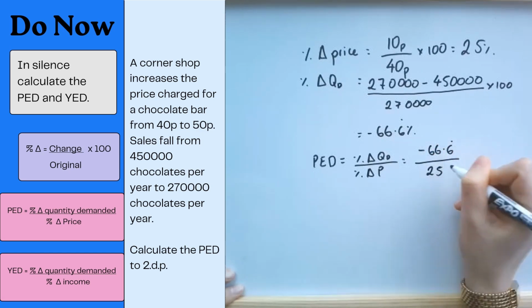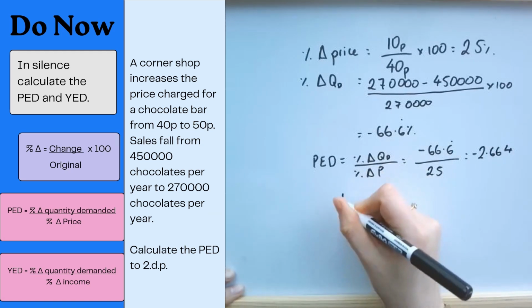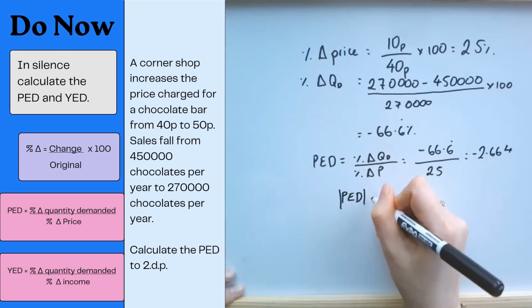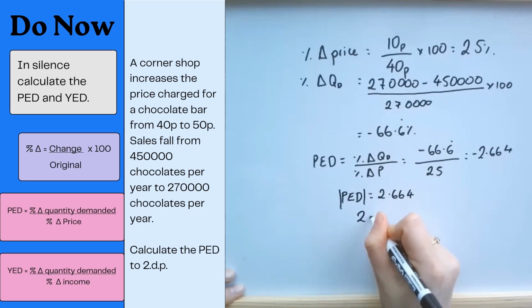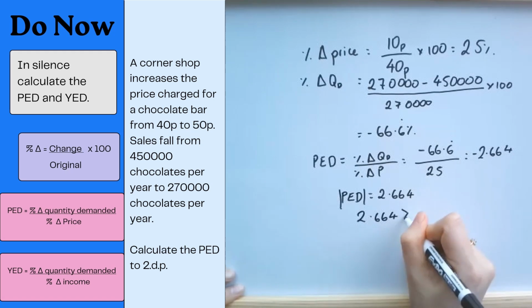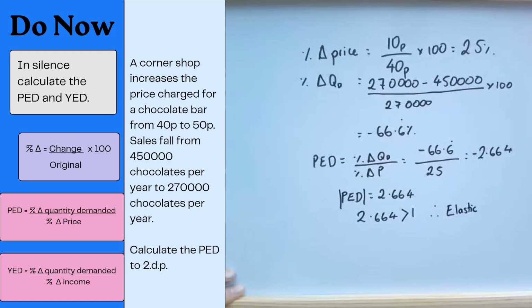So our PED is percentage change in quantity demanded divided by percentage change in price. Our percentage change in quantity demanded was negative 66.6, and our percentage change in price was 25. And so that gives us a PED of negative 2.664. But as always with PED, we are looking at the absolute value. So that's 2.664 as our PED.